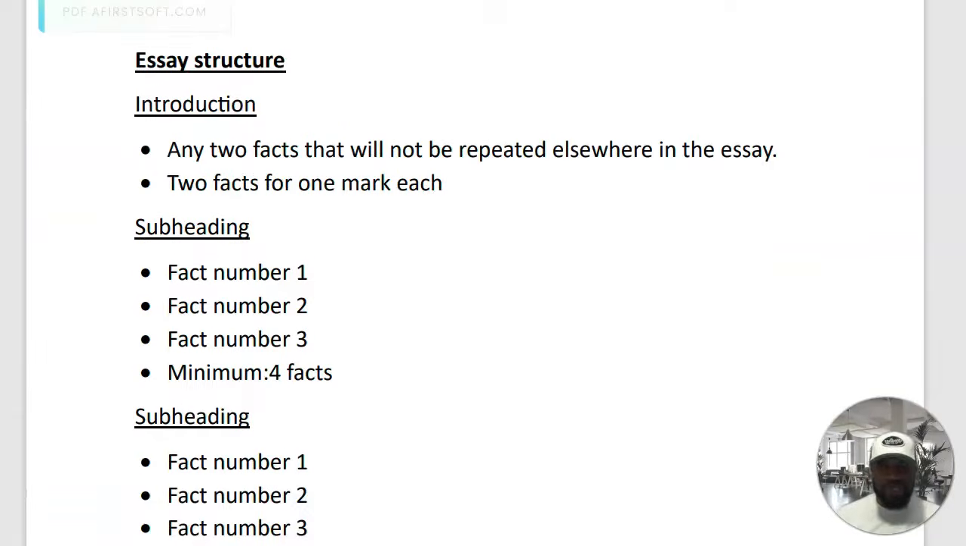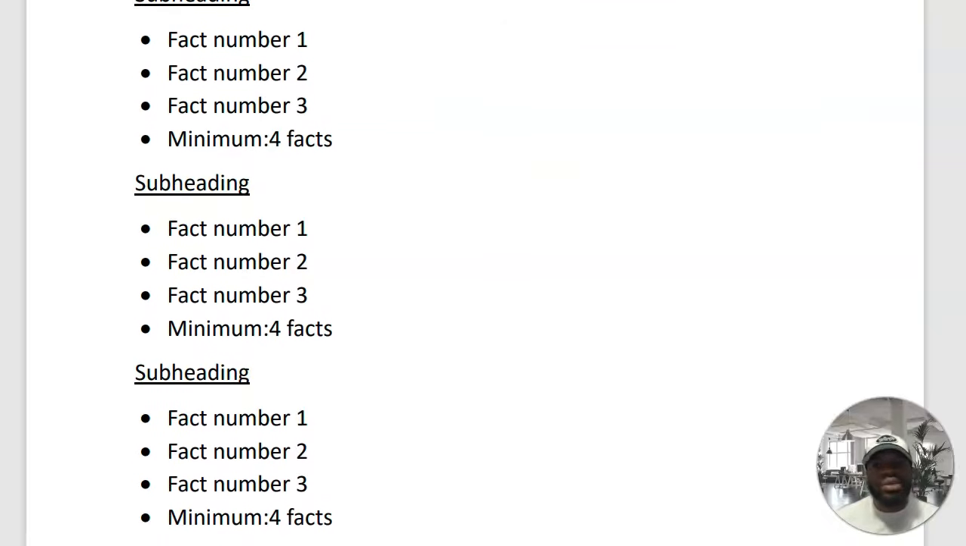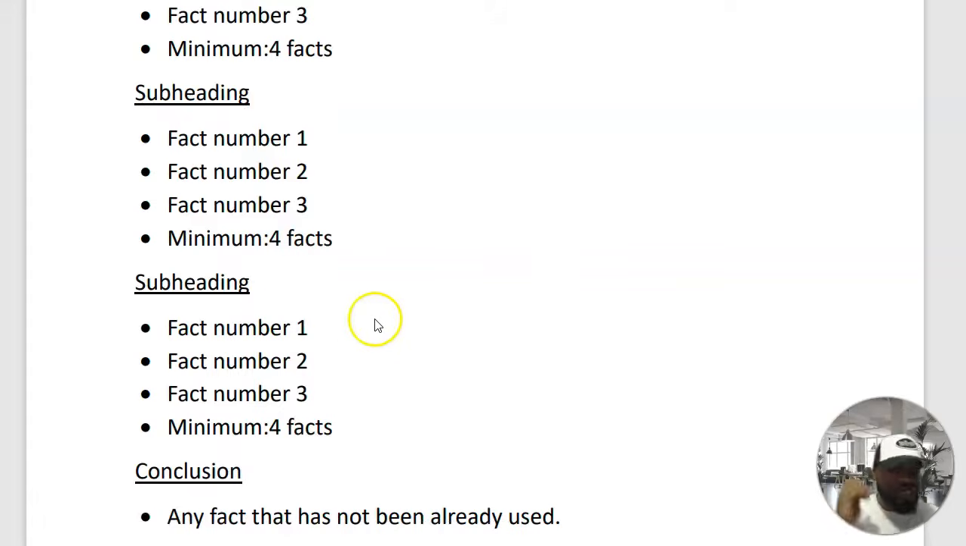So after you write your introduction, which will have 2 facts for 1 mark each, some of you write only 1 statement there. No, it has to be 2 because each of them is getting 1 mark. Then you skip a line, you go to your subheading. So our subheadings will all be the same: subheading number 1, number 2, number 3, and number 4. So let me just talk about what we need in a subheading. In a subheading, we need a minimum of 4 facts, and I emphasize a minimum.